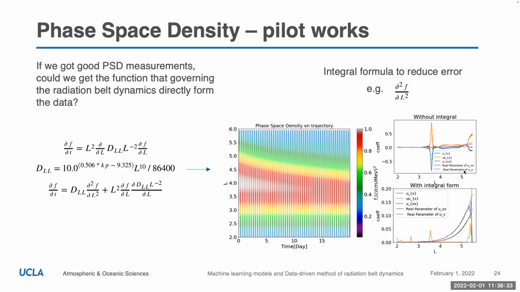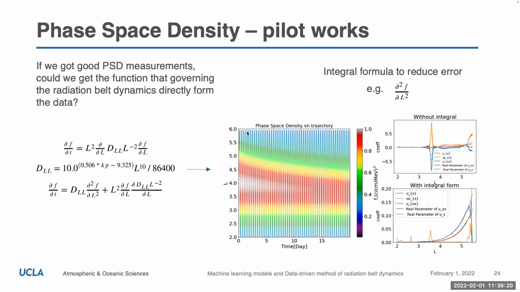And notice here we introduce a method called integral formula to reduce the error when we calculate that library. Remember, when we calculate the library, we need to calculate the differential terms, for example, first order, second order, partial f partial L, partial squared f partial L squared, something like that. And it will always introduce some error because our data is not on a well-conditioned grid, right? It's collected from the trajectory. So it will introduce some error. The way we reduce this error is by this integral formula.